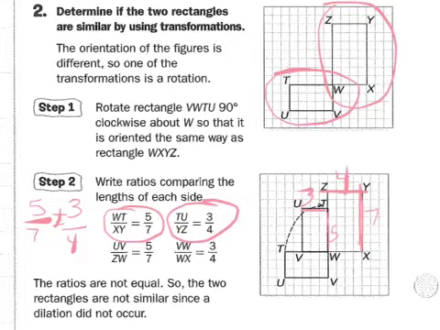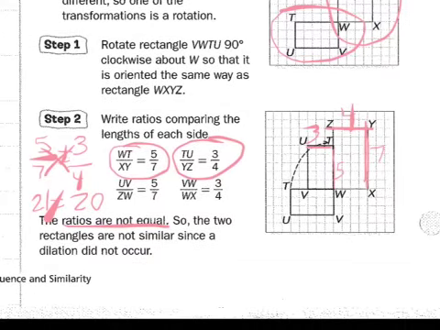Now if you're not sure if those two fractions are equal to each other, you could divide both of them and see what their decimals are, or you could cross multiply. 5 times 4 is 20, 3 times 7 is 21, and those don't equal each other. So these ratios are not equal, so therefore the two rectangles are not similar, and a dilation did not occur.